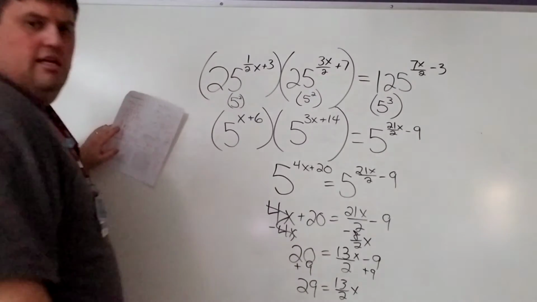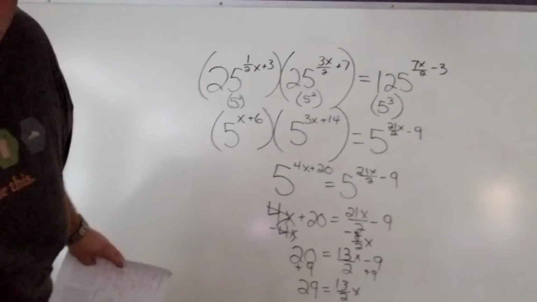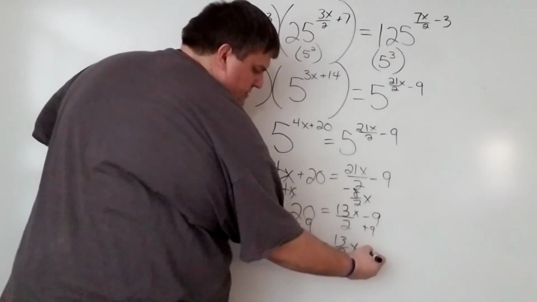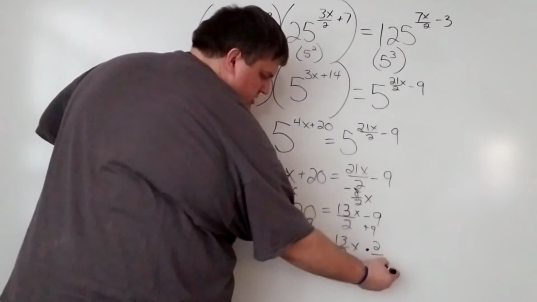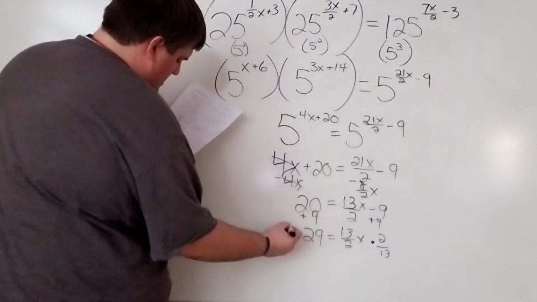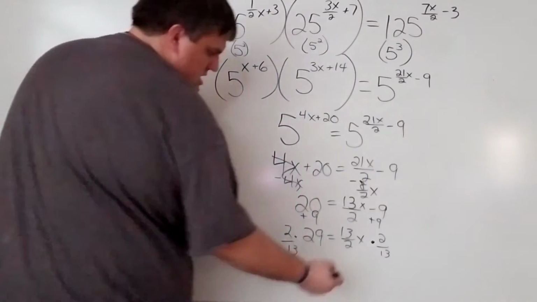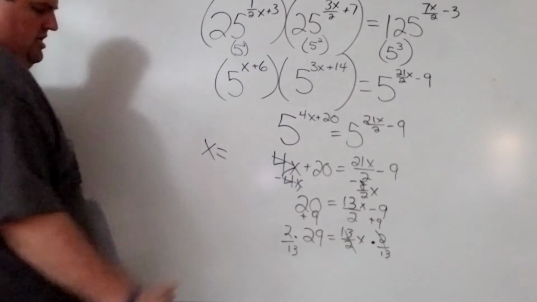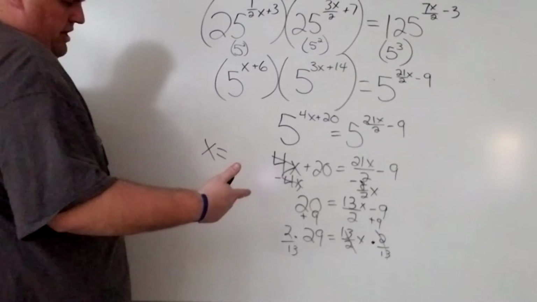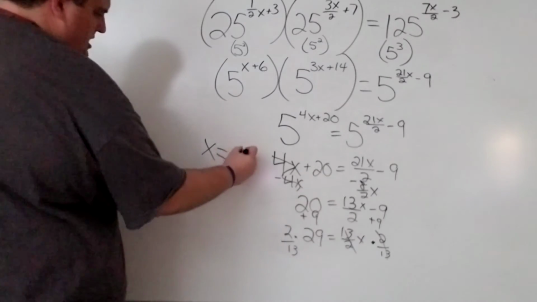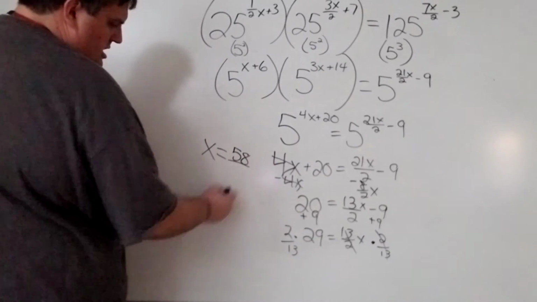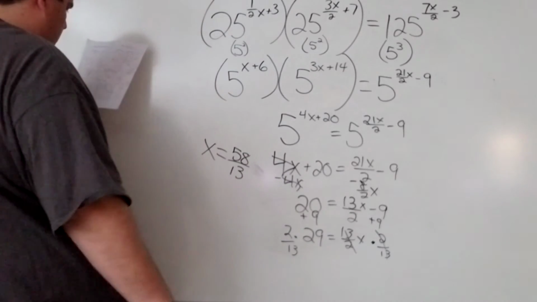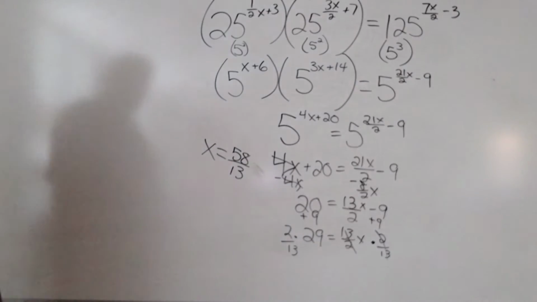And then, did that get cut off? Are we good? Here, let me move it down a little bit. There we go. And then just multiply by the reciprocal. 2 over 13. And that's going to give me x equals 29 times 2 is 58 over 13. Yeah, that's it. 58 over 13. Nice. Cool.